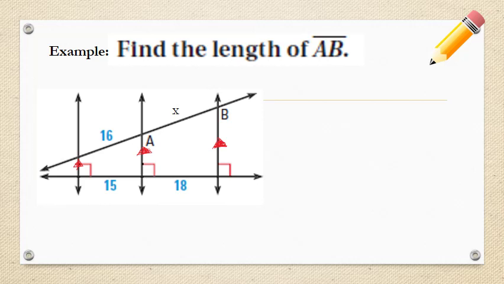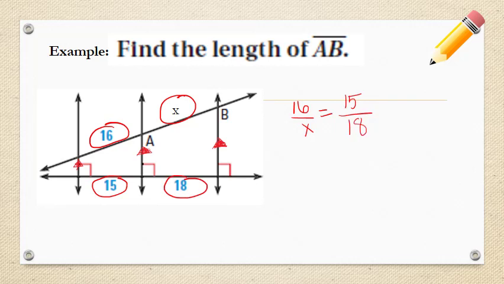So we are saying from our theorem, we can set up the proportion 16 over x. This line segment's length over this line segment's length is going to be equal to the ratio of this over this. So it's equal to 15 over 18. And now from here, all we do is cross multiply and solve. So x times 15 gives me a 15x, and then 16 times 18 gives me 288.